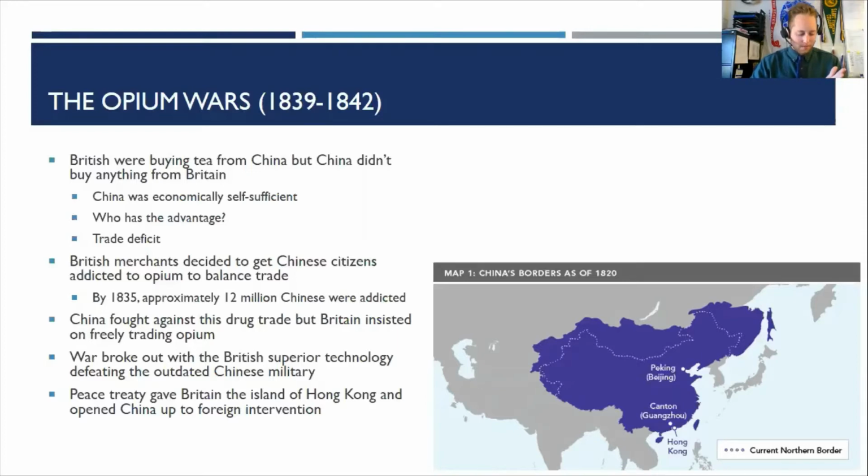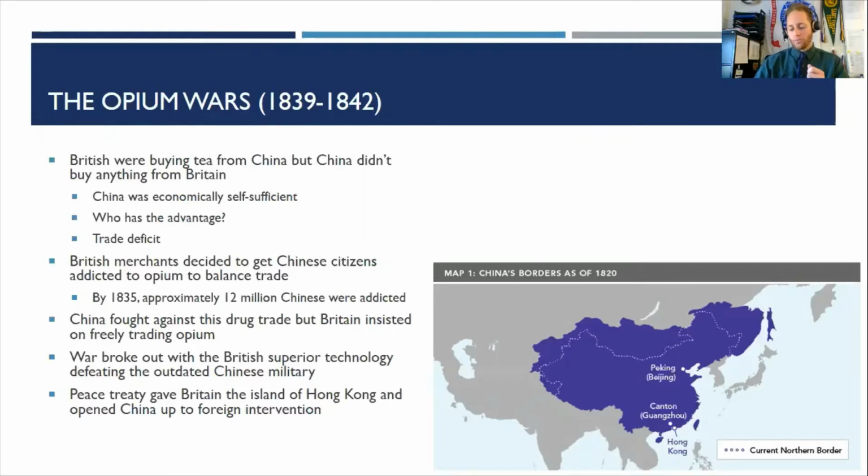So the story begins with the British fascination with tea. They really, really love their tea. It's still a stereotype that we have today. As Americans, we like to talk about the Boston Tea Party. Well, there's a reason that is such a big deal to the British and the American colonists. The British were buying massive amounts of tea from China, but China, who was economically self-sufficient, they didn't need to buy anything from the British to complete this trade.